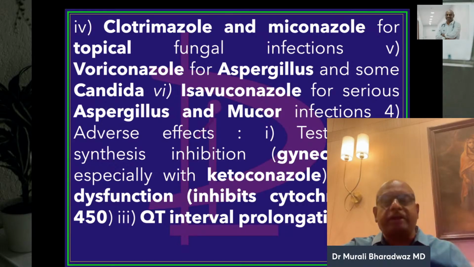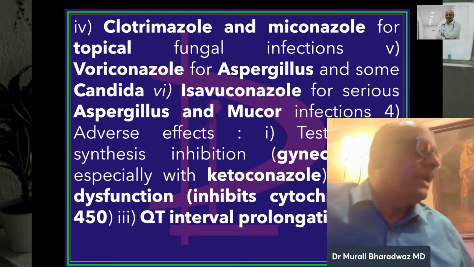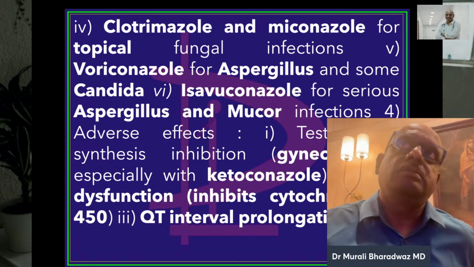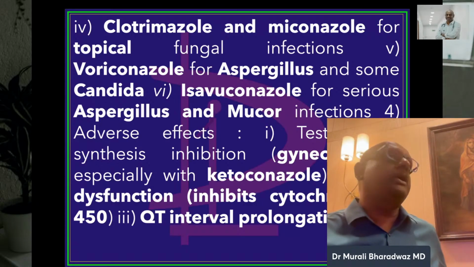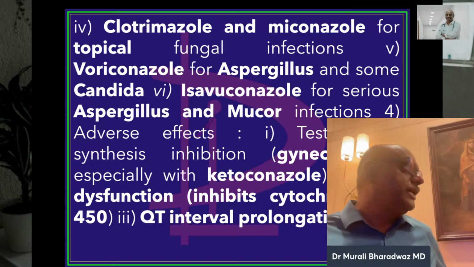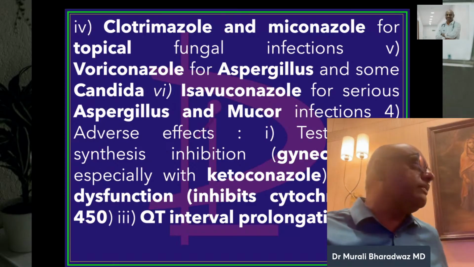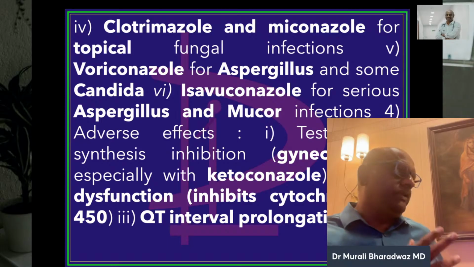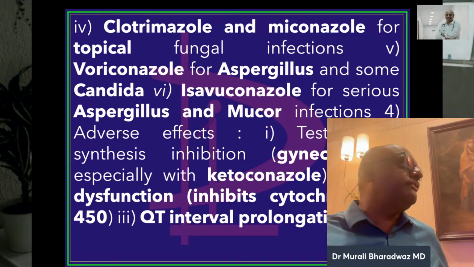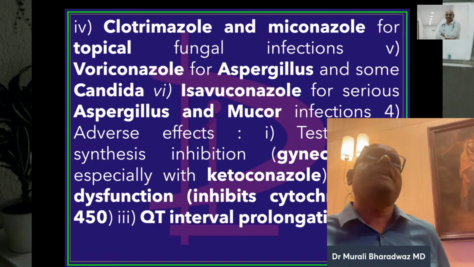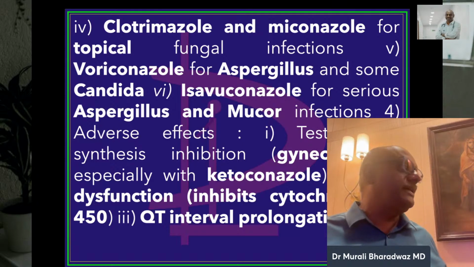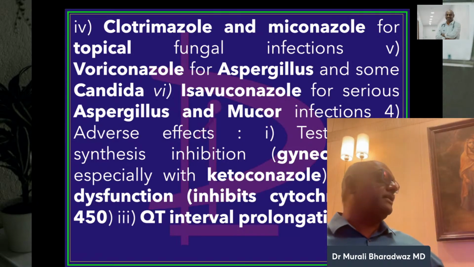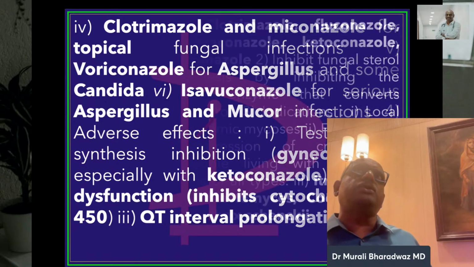Now, what are the main side effects of azoles? Azoles can inhibit testosterone production, especially ketoconazole. What happens then? Gynecomastia. If testosterone drops, if the domination of men is gone, the domination of women begins. So gynecomastia only with ketoconazole.